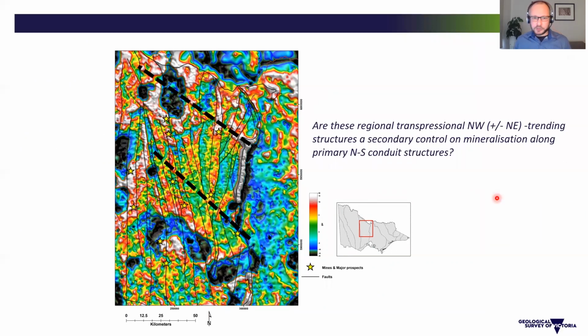And really the question is, are these regional transpressional northwest trending structures potentially a secondary control on mineralization along the north-south primary structures that are tapping the volcanics and bringing up the gold-bearing fluids? So maybe they're being localized by these other north-south and potentially northwest and potentially northeast structures.